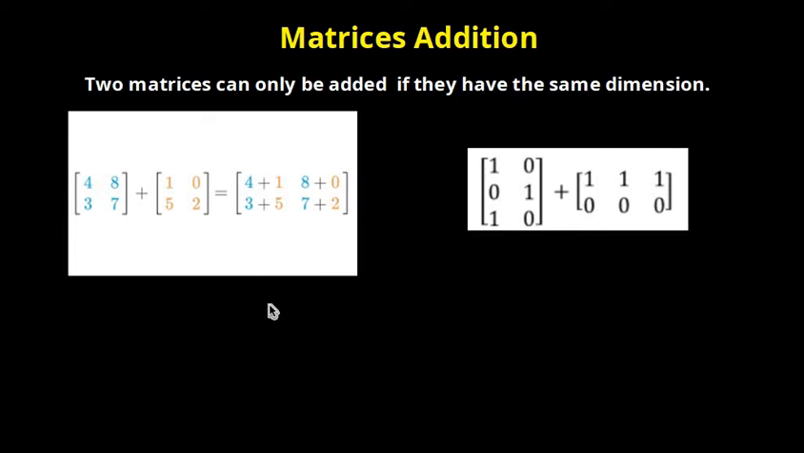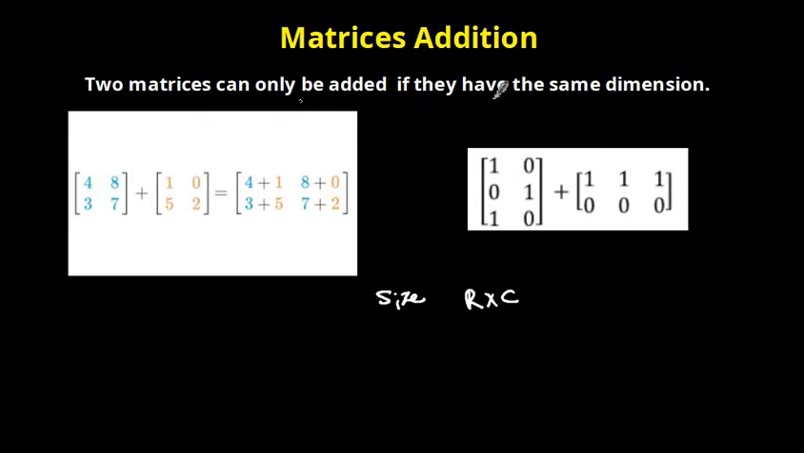Moving along. Two matrices can only be added if they have the same dimensions. Let us do a little recap on dimension. The dimension of a matrix is also the size of the matrix, and that is the number of rows times the number of columns. We also covered rows and columns in the previous video, so please take a look at that.